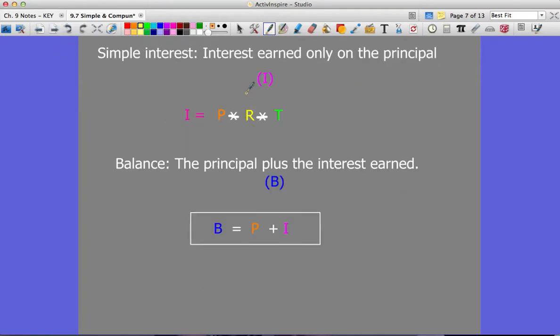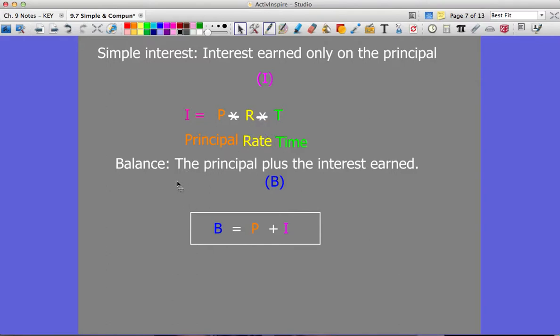Simple interest is interest earned only on the principal. So the percent is only applied to the principal, nothing else. The formula that we use for this is I equals P times R times T: the interest equals the principal, times the rate, times time. We use principal times rate times time to find the interest.